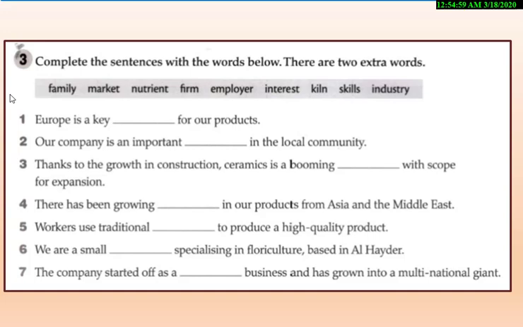Now we are going to complete the sentences with the words below. There are 2 extra words: family, market, nutrient, firm, employer, interest, kiln, skills, industry. Now you will be allowed 3 minutes to do the exercise. Start, please.